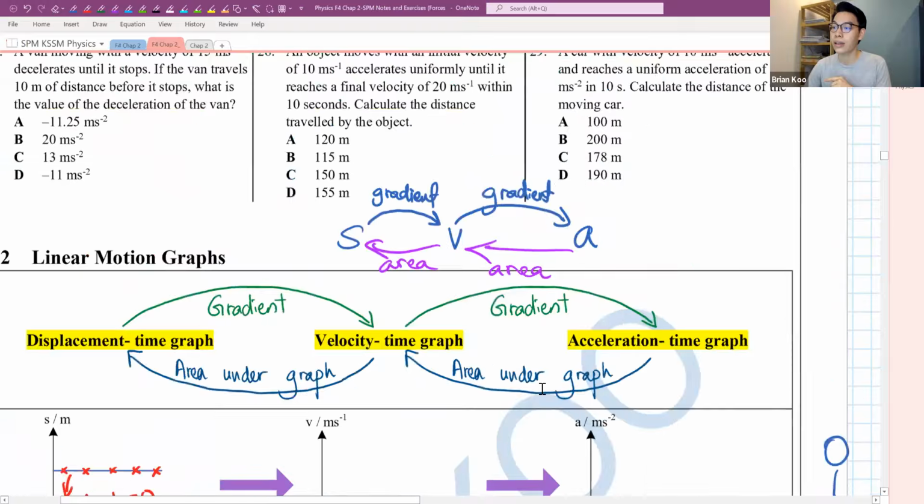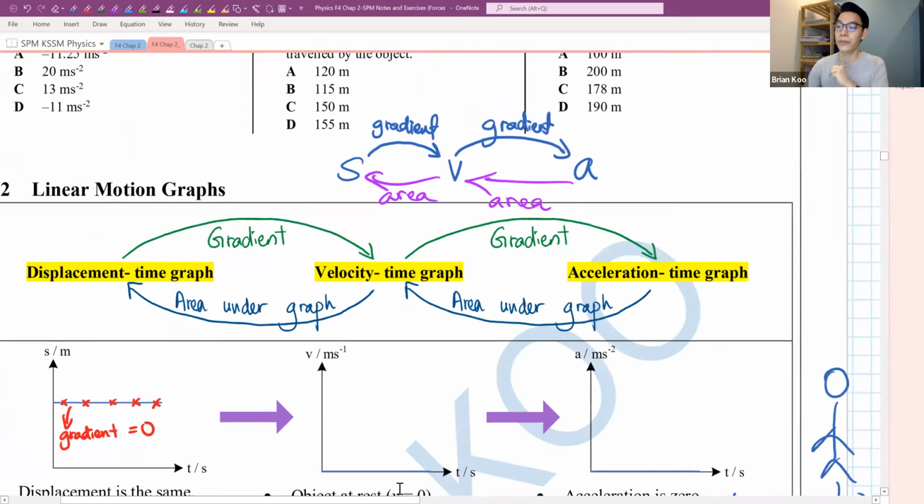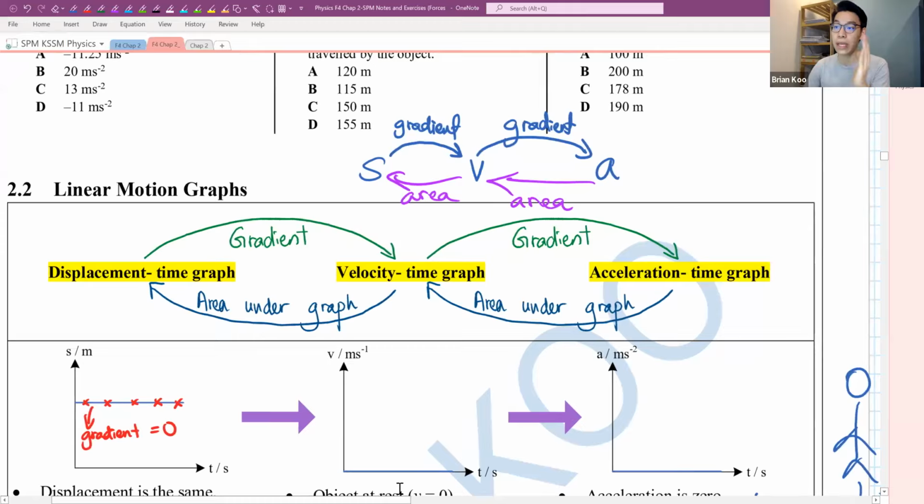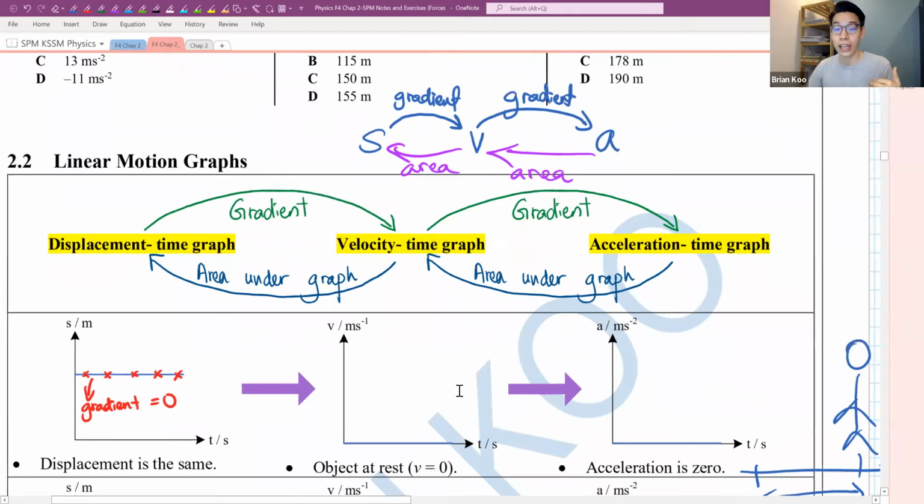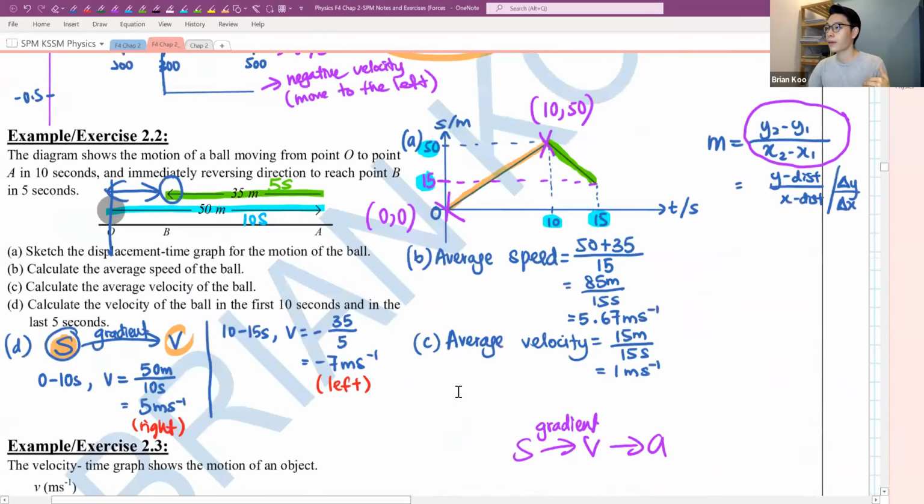If you ever forget, you look at this 2.2. The first thing you see in this table: displacement to velocity to acceleration time graph. Go forward, find gradient. Go backwards, find area. So back to the formula. Let's say I do y2, which is 50, minus y1. Y coordinate minus y coordinate over x coordinate minus x coordinate. I'll get 50 over 10. That is 5 meters per second.